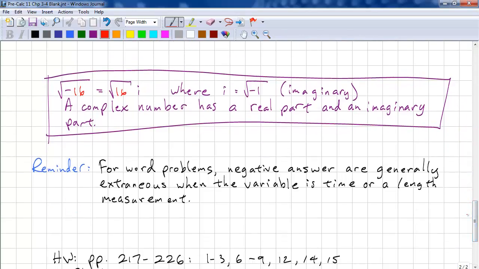And just a reminder for your word problems, negative answers are generally extraneous when the variable is time or a length measurement. And that completes this lesson.